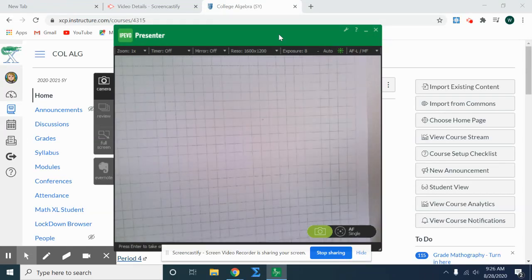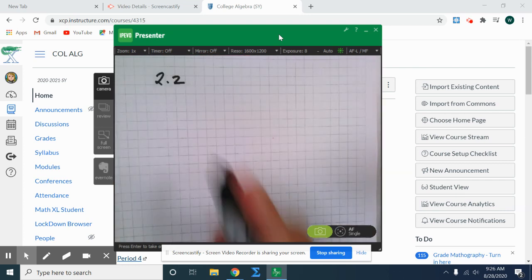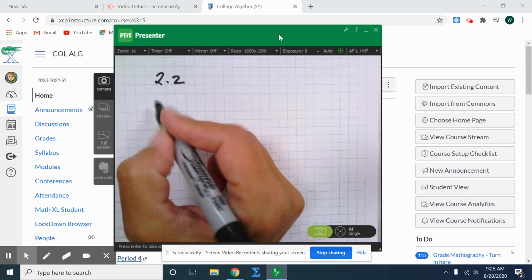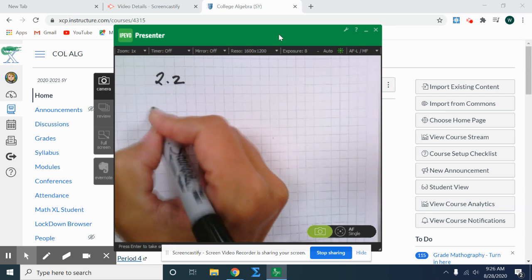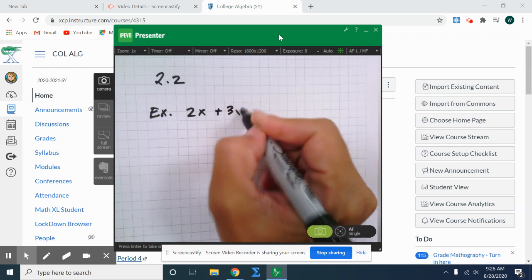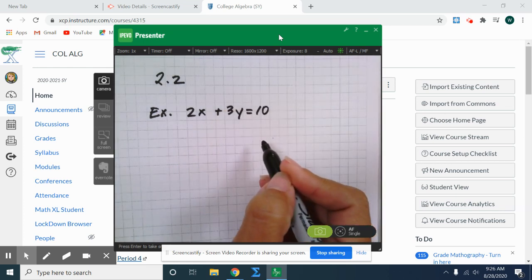I'm going to continue with some notes from section 2.2. Let's practice a little bit more with putting things in slope-intercept form. Let's say that you have this equation of 2x plus 3y equals 10. Go ahead and solve for y.